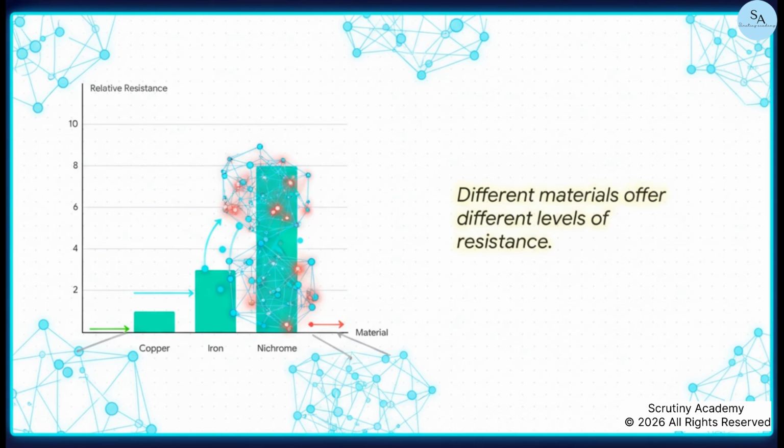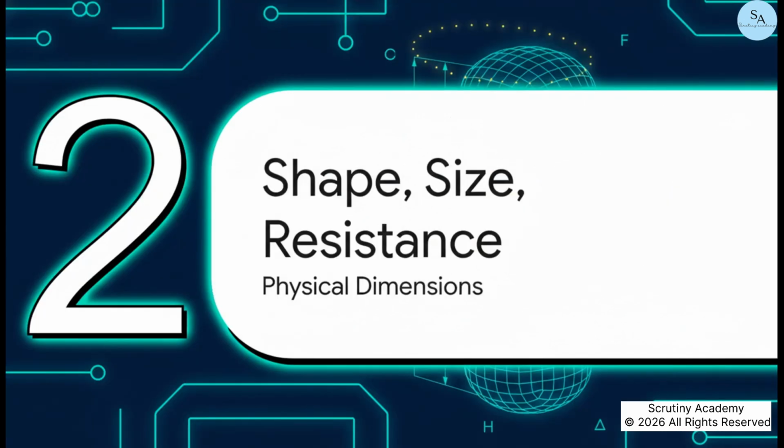It has incredibly low resistance. Iron is more like a regular city street, a bit more traffic. And then you have alloys like nichrome, which are literally designed to be an electrical traffic jam. And we'll see in a bit why that's actually super useful. Okay, so we've covered what's happening inside the material. Now let's zoom back out and talk about the outside factors, the actual shape and size of the conductor.